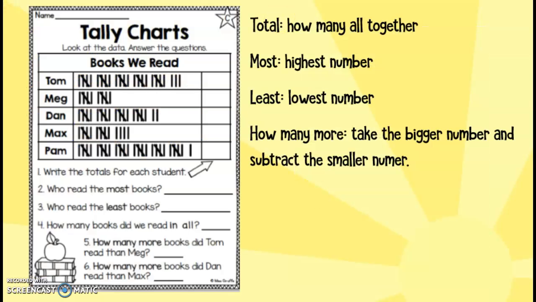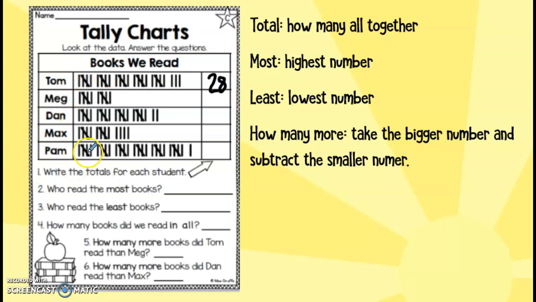So here I have another tally chart. This is on the books that kids have read. It says look at the data and answer the questions. So if I look at my tally chart, I see that Tom has read 5, 10, 15, 20, 25, and I'm going to count on 26, 27, 28. So I would write 28 for Tom.